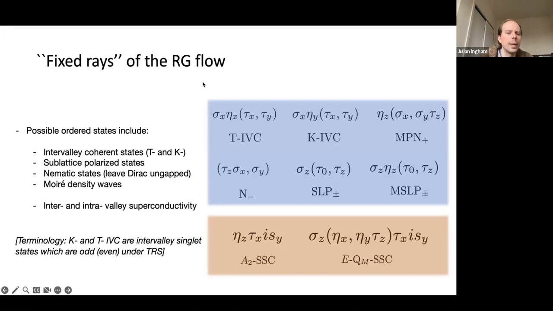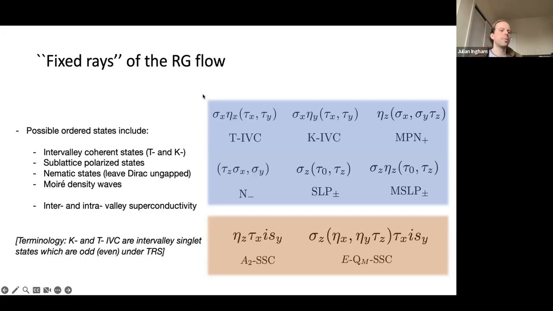We also have nematic states. So these are order parameters proportional to sigma x and sigma y. So these split the quadratic band touching into two linear band crossings, so two linear Dirac theories. And so these are not insulating states because they don't open a gap, but they break threefold rotation down to twofold. We also have density waves that are modulated at the Moiré scale, which I didn't state on this slide.